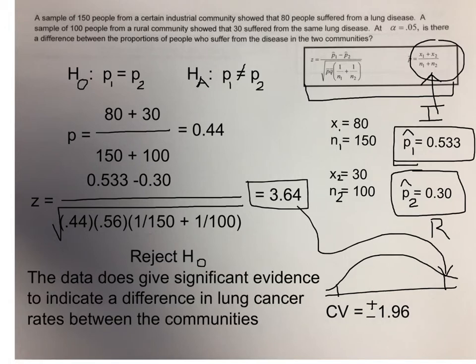So hopefully you agree that this is a reject the null hypothesis, which means this idea most likely, not necessarily, most likely is not true. So the data in this case does seem to give significant evidence that there is a difference between the industrial communities and the rural communities. Look at another example.